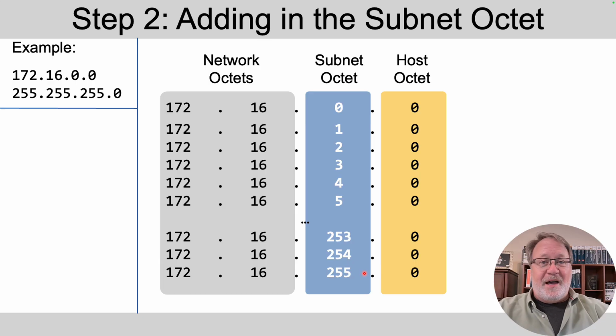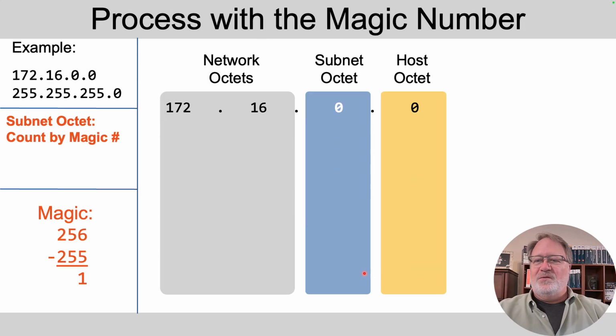So let's develop that, and let me tell you why you do that instead of just telling you that you do that. Well, first off, the magic number, the number you would add, is calculated by starting with 256, always 256, and subtracting the mask's value in that octet. Now in this case, the mask's value in the 3rd octet is 255, so you get a 1.